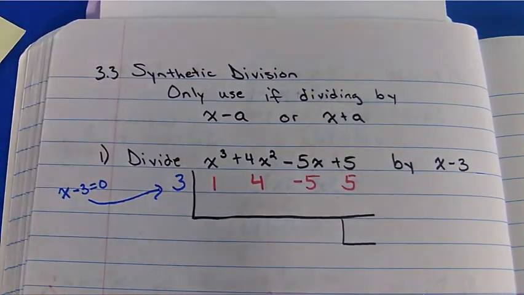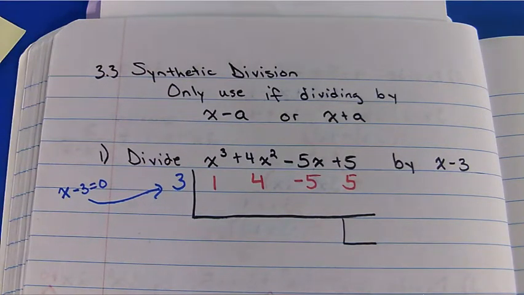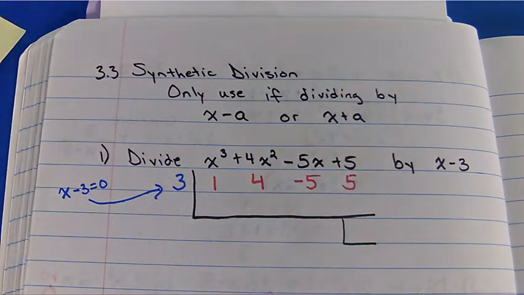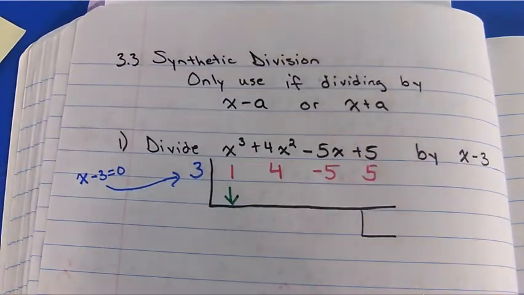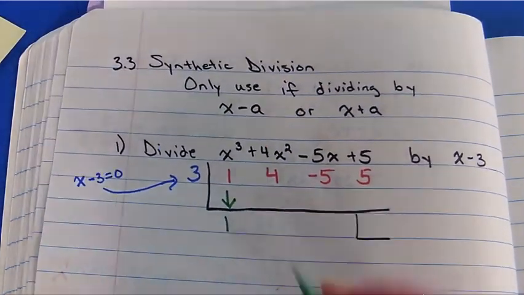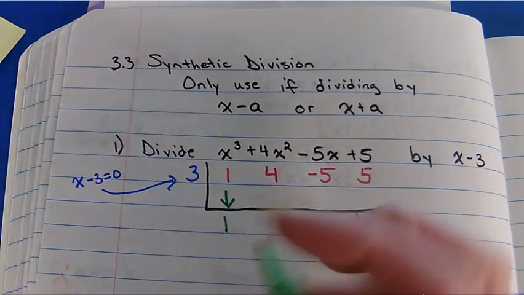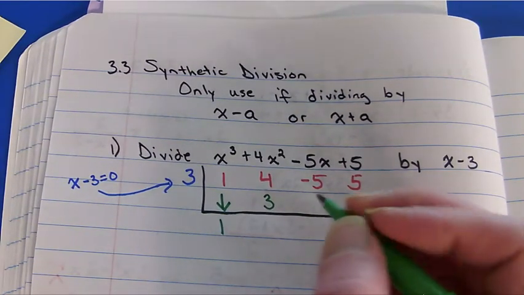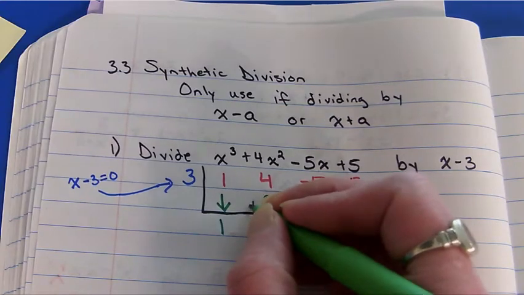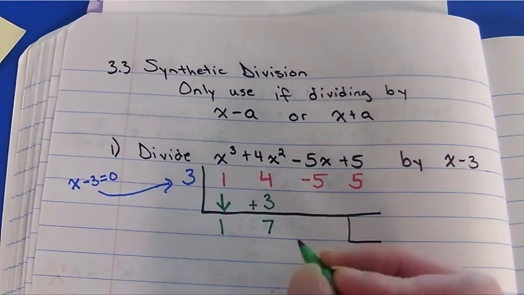For synthetic division, the process is, we're going to bring down the first term. So that's a 1. Now, we're going to multiply like we did in long division. So 1 times 3 is 3. But the difference here with synthetic is we are going to add down. So 4 plus 3 is 7.